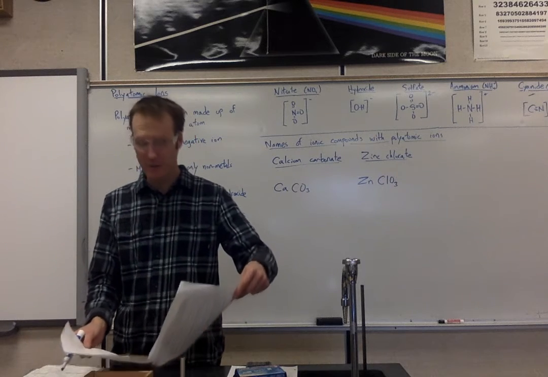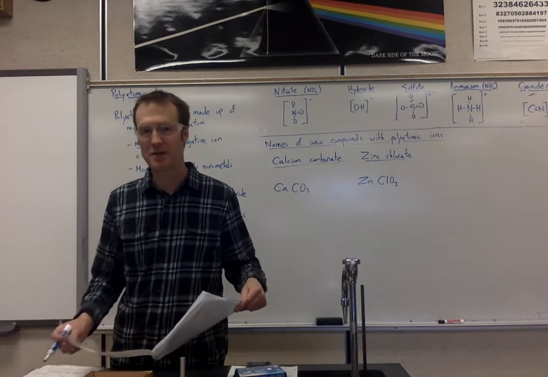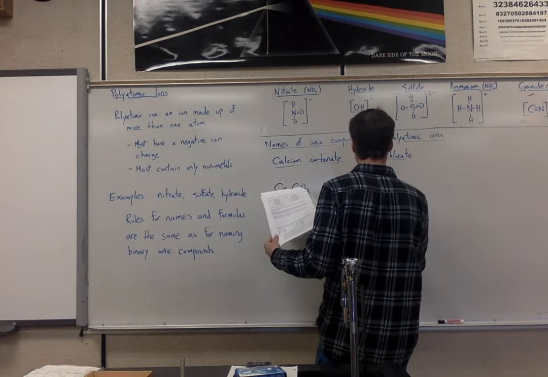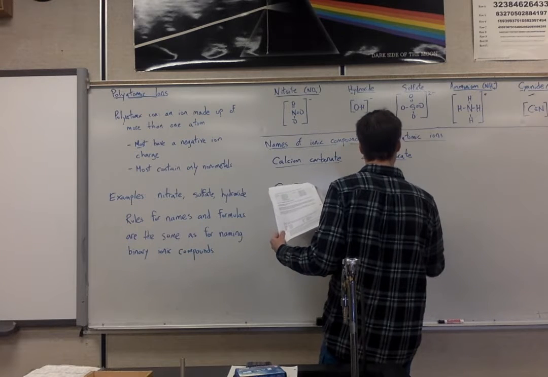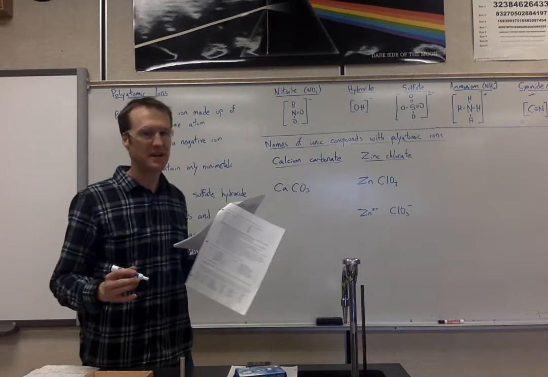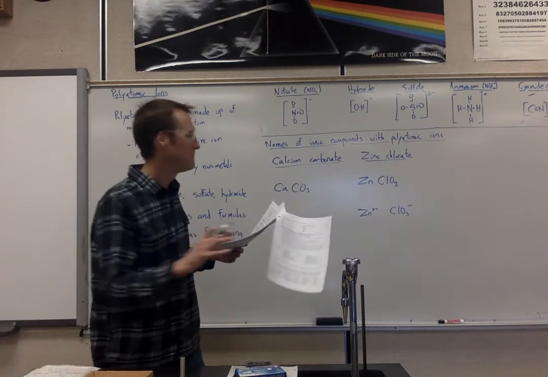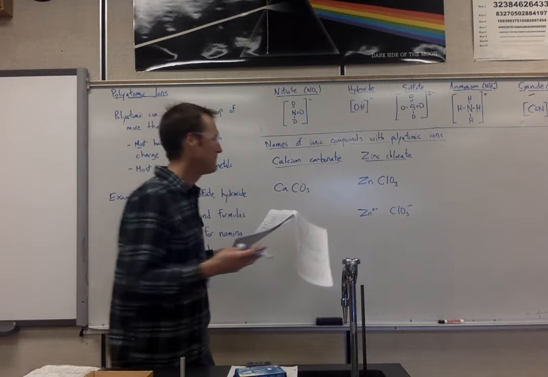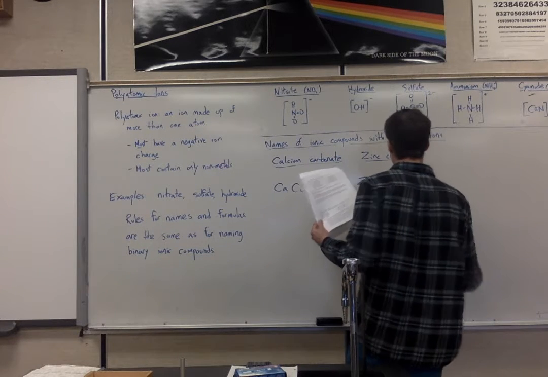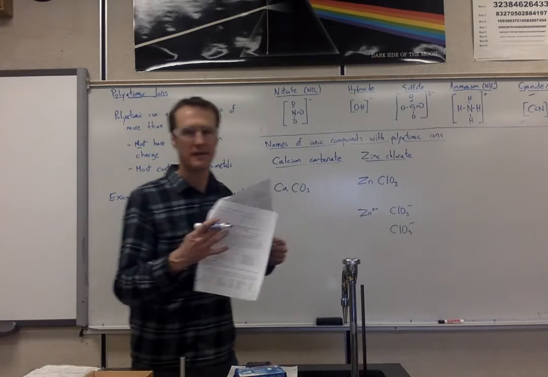Why isn't it the correct formula? Because zinc has a +2 charge. Here, I'm going to throw these out here. Zn has got a 2+ charge. ClO3 has got a -1 charge. So ZnClO3 is wrong. It's not finished yet. Because we need 2 of these chlorates to balance the 1 zinc.